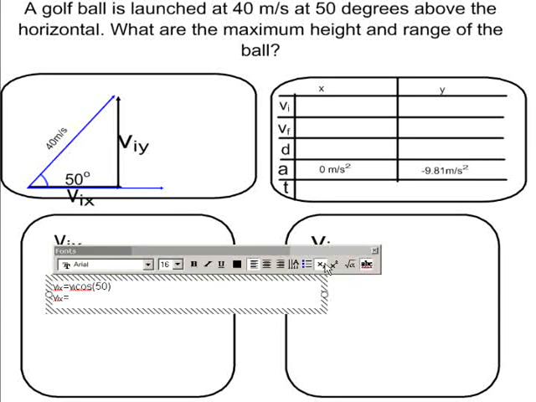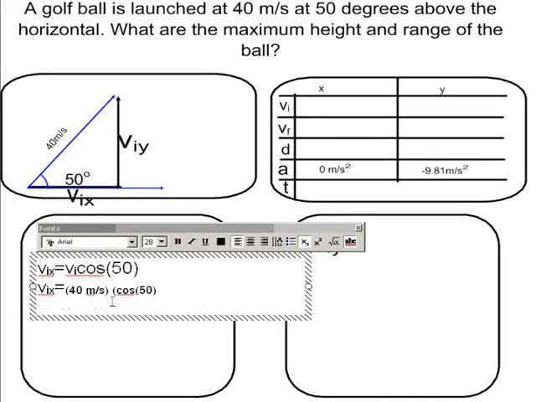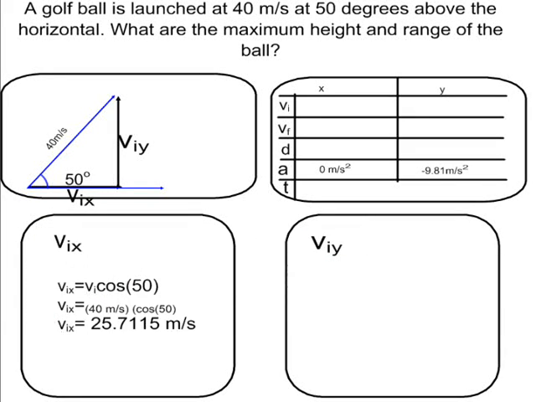So that's what I'm doing here right now. I'm just typing it. I will make it bigger in a second so everyone can see. And I didn't have a tablet to do this. So I'm filling in right here. So the Vi was 40 meters per second, and then my cosine 50 degrees. I calculated this, and I got that it was equal to 25.7115 meters per second.